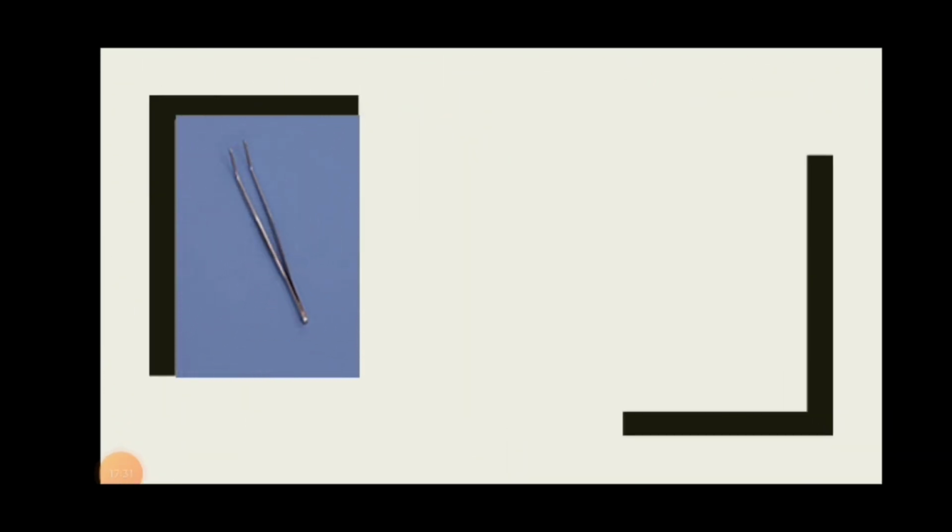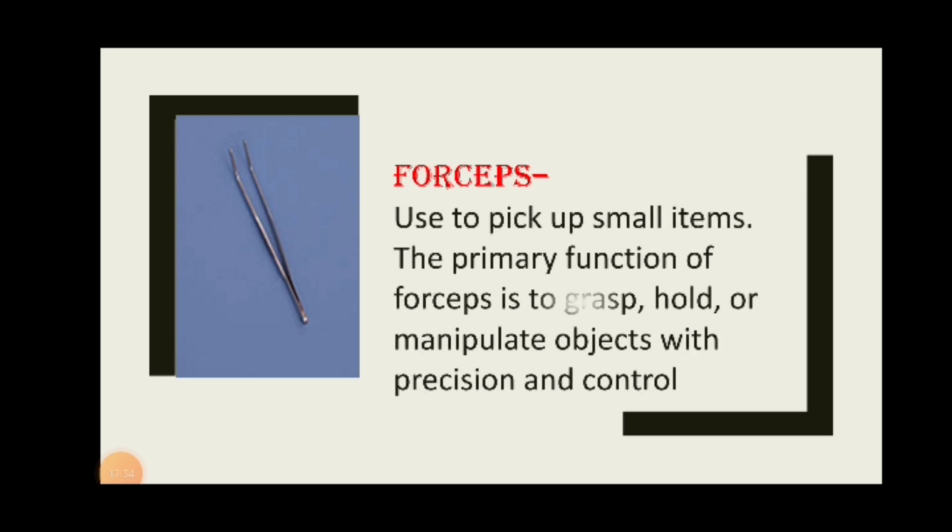Okay, next is, yes, that's forceps. Used to pick up small items, the primary function of forceps is to grasp, hold, and manipulate objects with precision and control. If you want to add on some very small amount of sample, no, we use forceps or any other something to hold, no, we use that one.